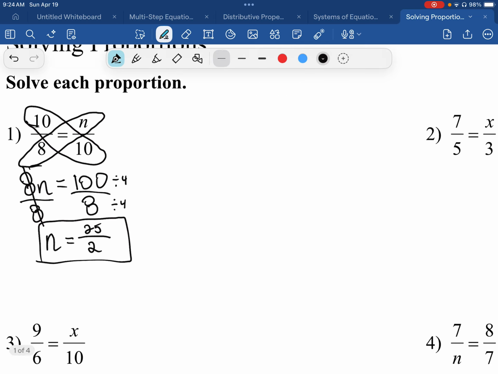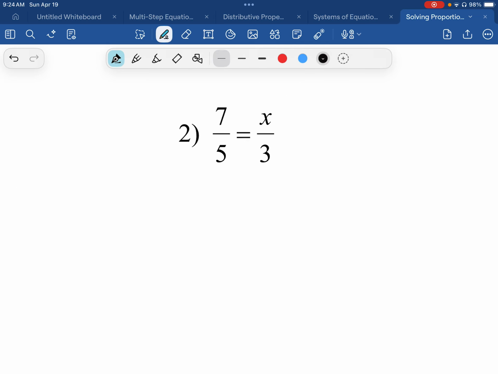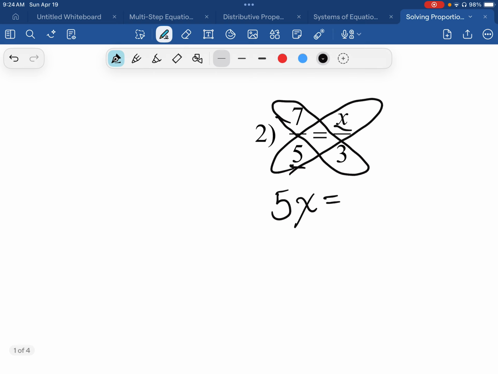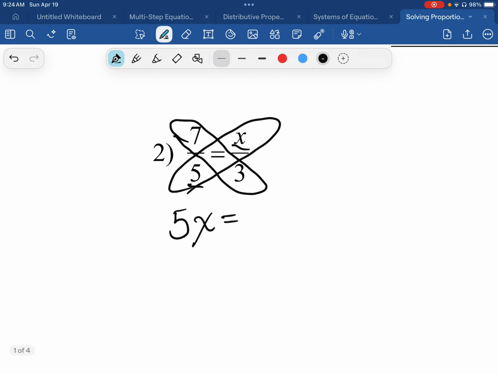Okay, let's look at number 2. Similar, we can multiply our opposite corners. The reason I call it butterfly math is because it kind of looks like a butterfly when you make it. So what is our 5 times x? That would be 5x. Then we put our equal sign, and now we're multiplying our 7 times 3, which equals 21.